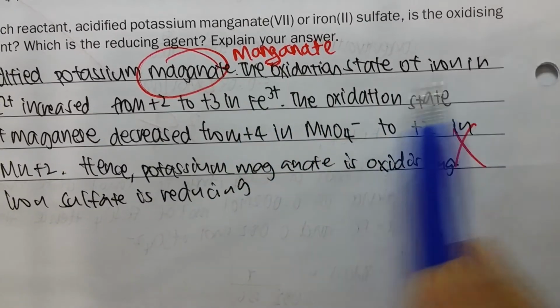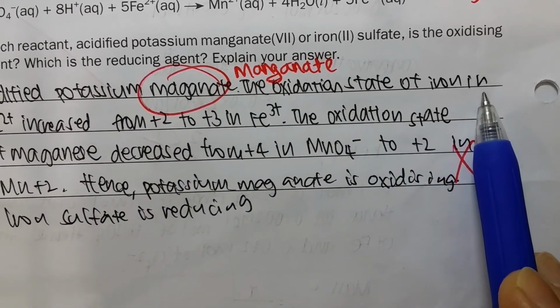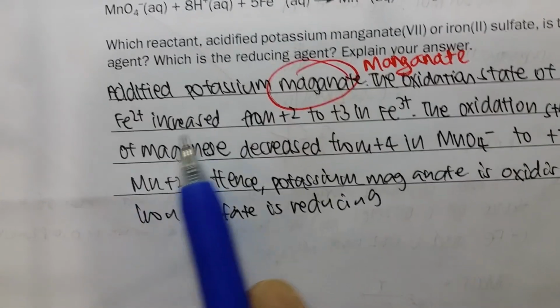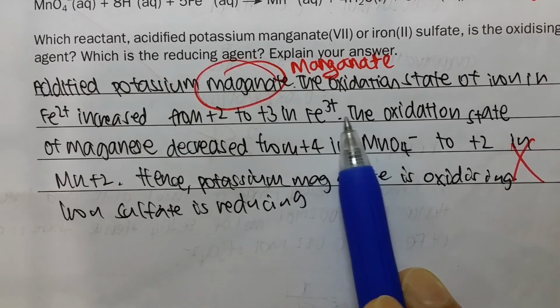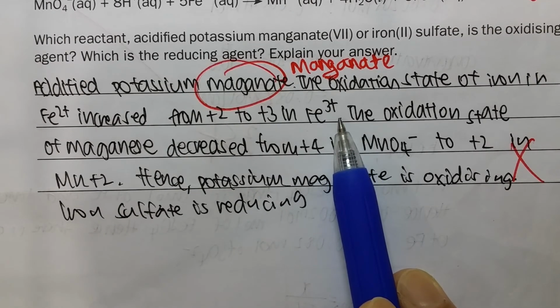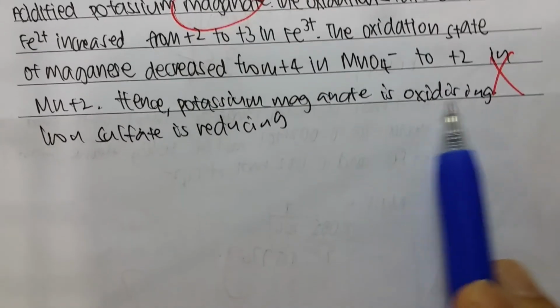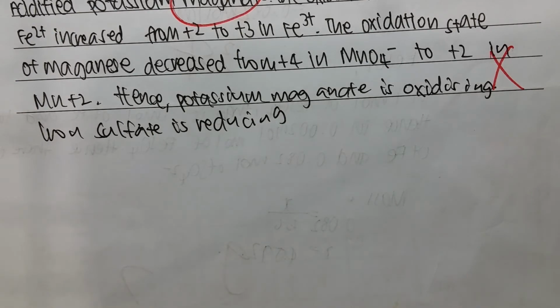The oxidation state of iron in Fe2 plus increased from +2 to +3 in Fe3 plus. Fine. But what is this? Is it an oxidation or reduction? Never tell me. And then the rest also, never tell me. You only explain to me that the oxidation state increases from this much to that much, or decreases from this much to that much, but you didn't say that it is a reduction or oxidation.